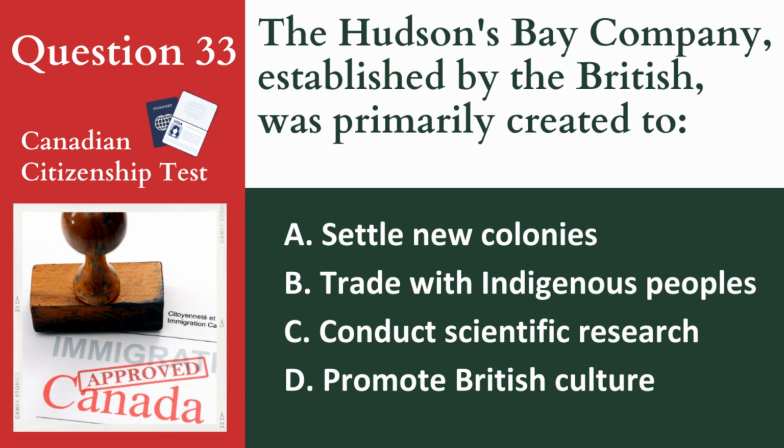Question 33. The Hudson's Bay Company, established by the British, was primarily created to A. Settle new colonies. B. Trade with indigenous peoples. C. Conduct scientific research. D. Promote British culture. Answer B. Trade with indigenous peoples. The Hudson's Bay Company was established in 1670 and was primarily involved in the fur trade with indigenous peoples.